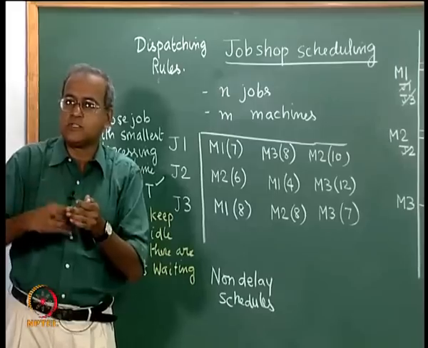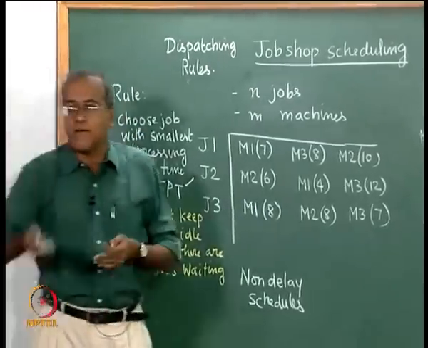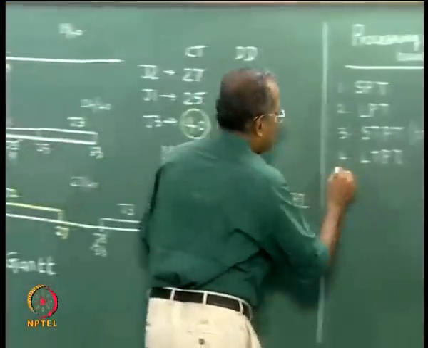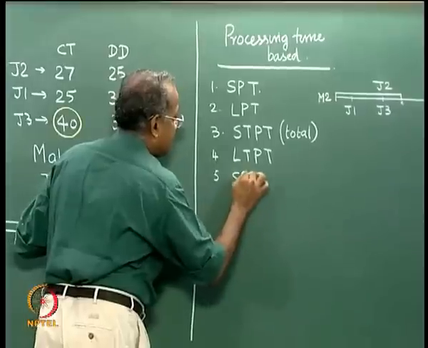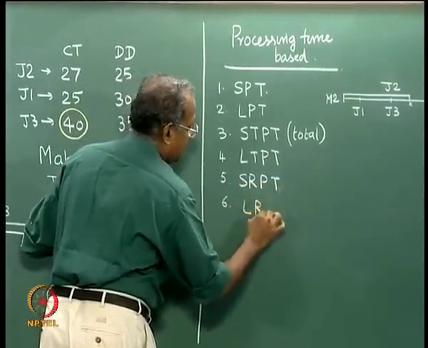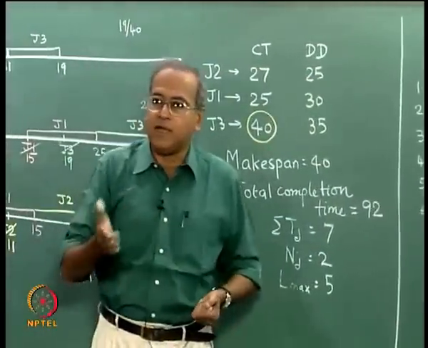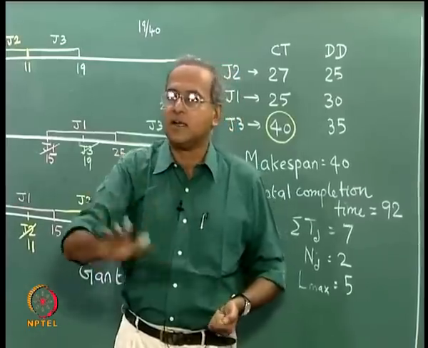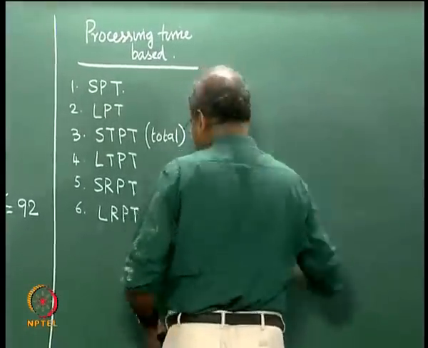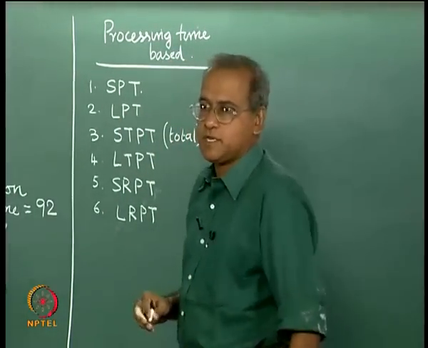So, you could choose a job based on shortest remaining processing time, where remaining includes the current processing time. So, you could have SRPT and you could have LRPT, longest remaining processing time, where remaining includes the current processing. So, these are some examples of processing time based dispatching rules.